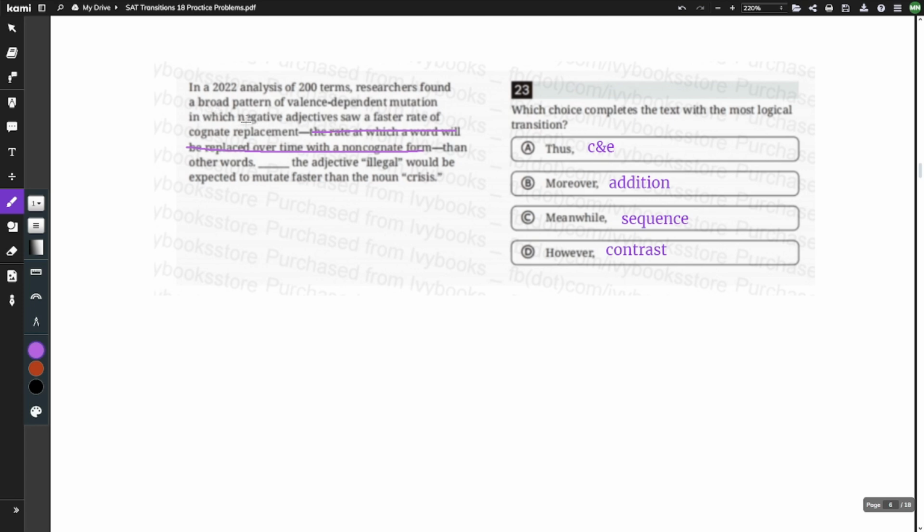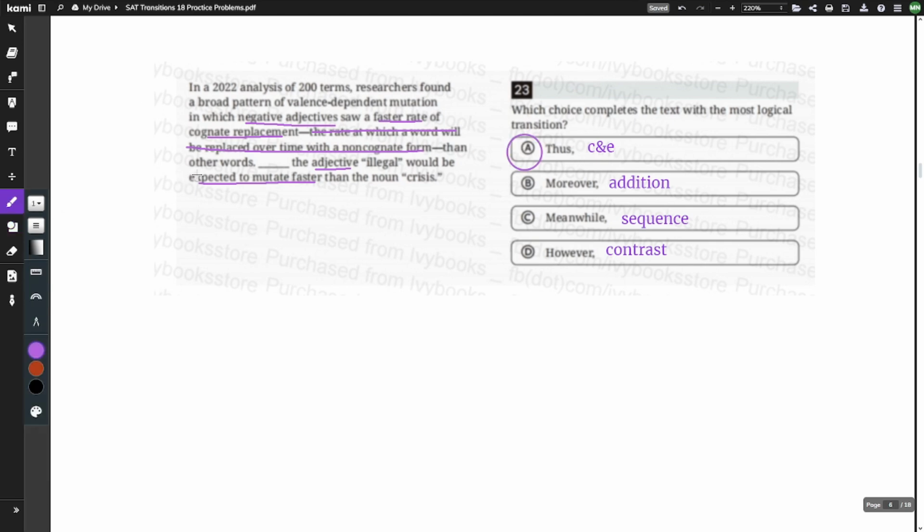Negative adjectives see a faster rate of cognate replacement. So basically these negative adjectives are mutating faster. And then after the blank, it says that the adjective would be expected to mutate faster. So this analysis says that adjectives will mutate faster. The sentence after says adjectives will mutate faster. That's going to be cause and effect.